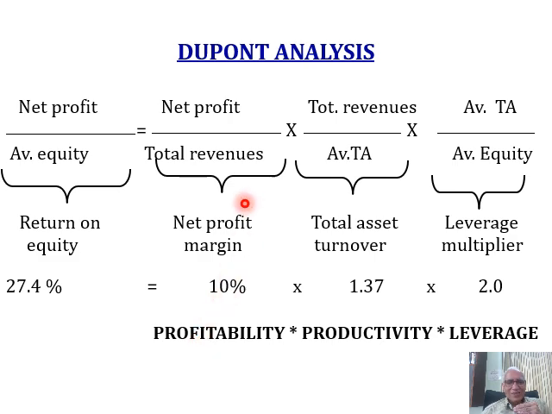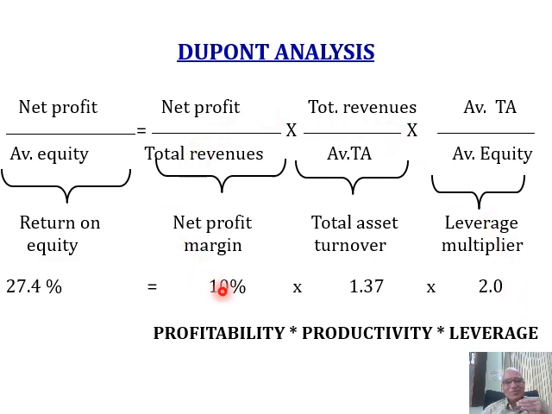We may consider this as a reflection of profitability, this as a measure of productivity, and this as an indication of leverage. So profitability multiplied by productivity multiplied by leverage gives us return on equity. This is the most powerful equation in financial statement analysis.